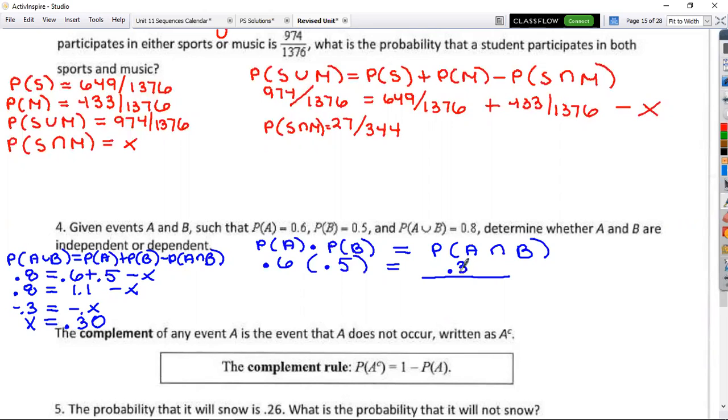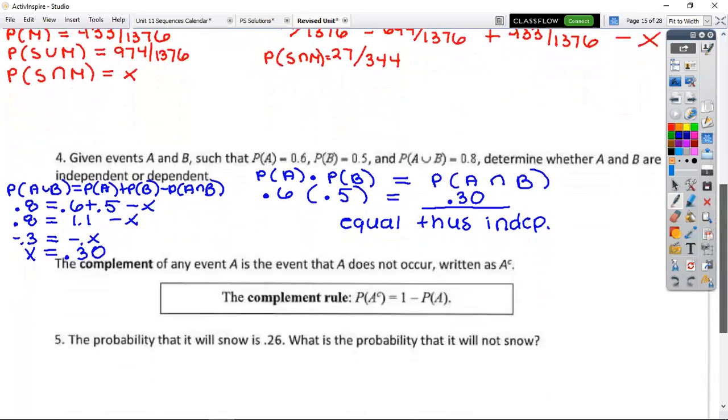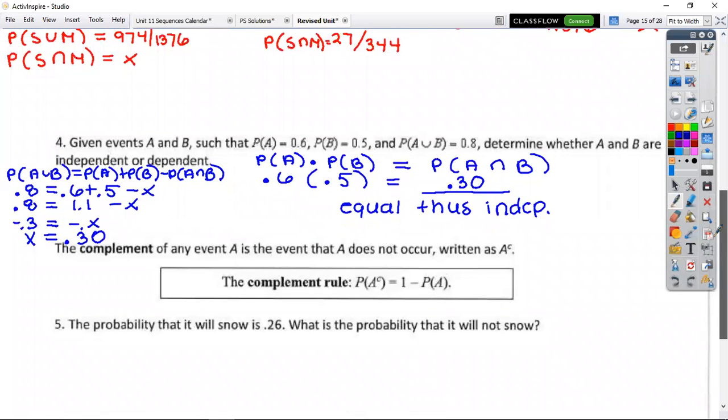Actually, you know what? Are those equal? Yeah. So these are equal. I'm going to say equal. Thus, independence. So equal, thus, independent events. Okay. How's that so far? Okay with the rules? Okay.